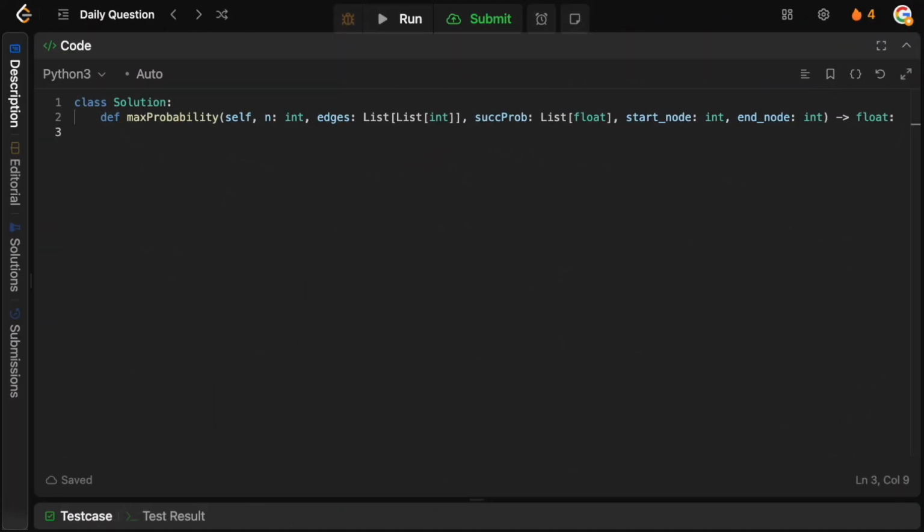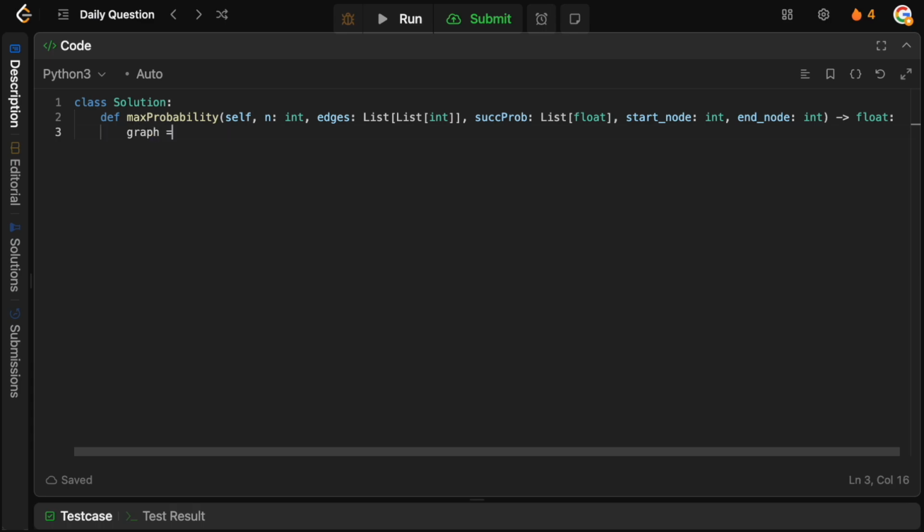Remember that the first thing we need to do is build our graph. So let's now do this. We're going to say graph is going to equal a defaultdict of list. Okay, now we need to actually populate the graph. So we're going to say for index, and we're going to pass in node A, node B, sorry, in enumerate edges, and you'll see why we need the index in a second.